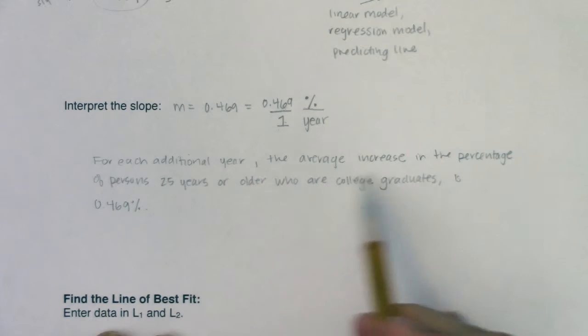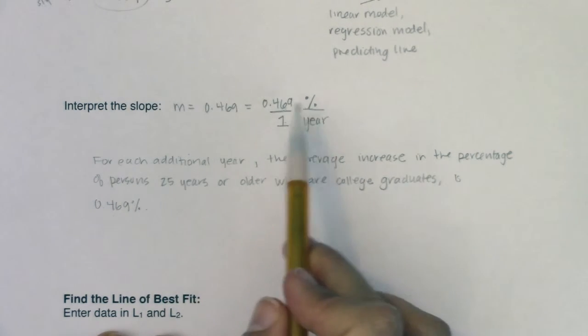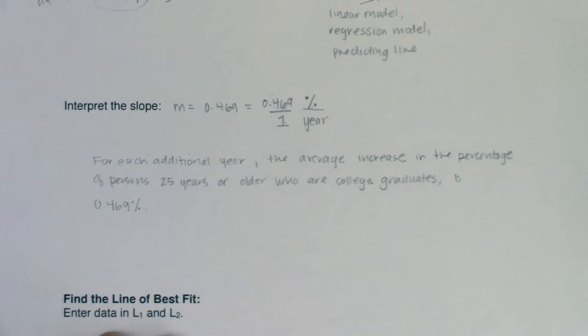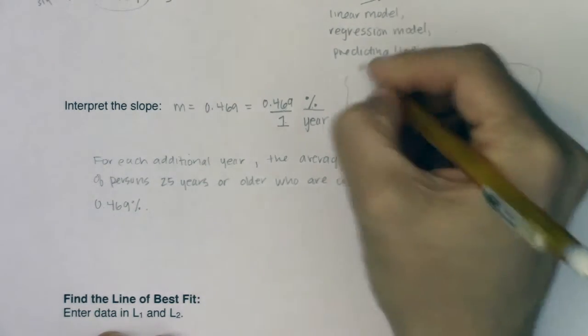All right. So we have, like always, for every one unit increase in X, there's an average either increase or decrease in Y of blank units. So in this case, it was 0.469, and the units were percentages. So make sure you know how to interpret a slope. We've talked about it before, but a template for interpreting the slope.